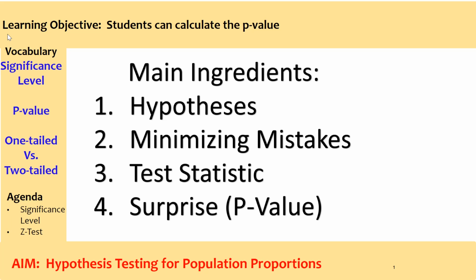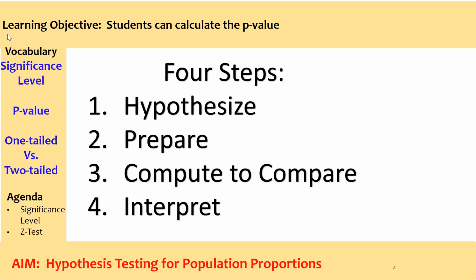All right, so we talked about the main ingredients of hypothesis testing. One, come up with a hypothesis. Two, minimize the mistakes. Find the test hypothesis, and then calculate the surprise, the p-value. What we're going to talk about today is the actual steps in doing this stuff.